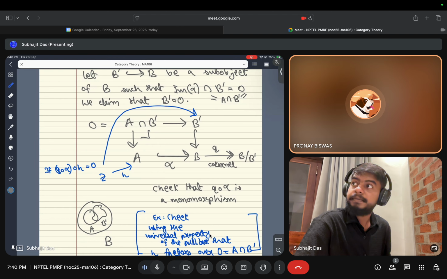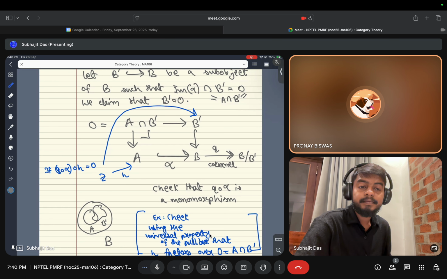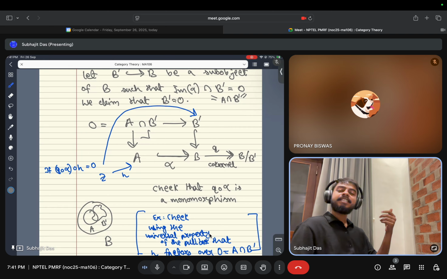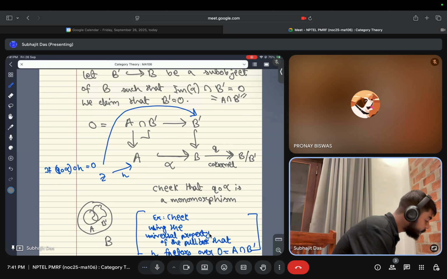P prime should be, and why is that? So in other words, since it's a monomorphism, its kernel should be 0. And why is its kernel 0? Its kernel is 0 because B prime is, I mean, why is B prime 0? B prime is exactly the kernel of this.